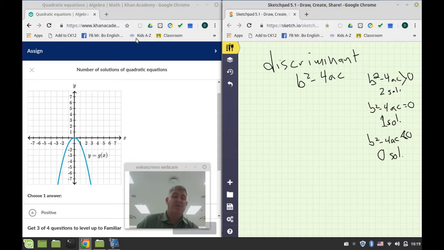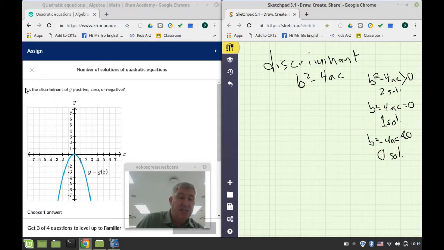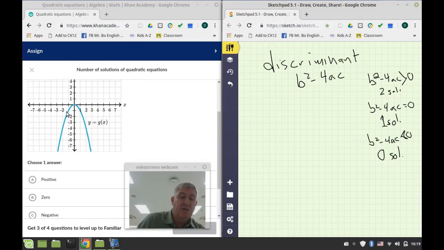So let's look at our picture over here. Question: is the discriminant of g, our function here, g of x, positive, 0, or negative? Well, we have to look at how many x-intercepts it has, how many zeros it has. From the picture, it looks like it has 1. And if there's one solution, then I know the discriminant is 0. So I'm going to choose that.